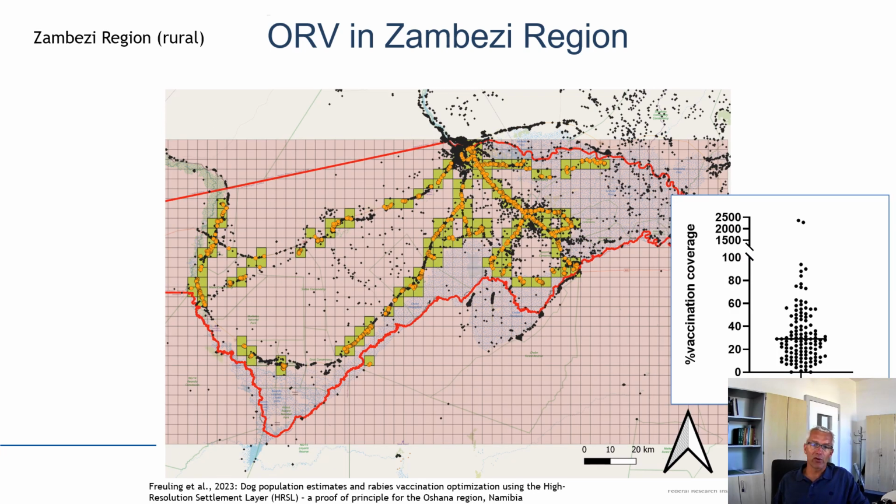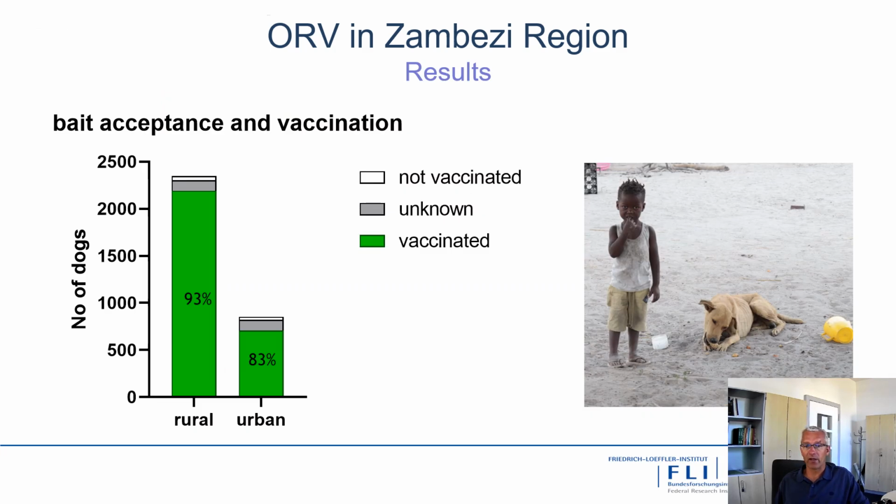Again, we used our approach. We put a layer on top of it and calculated the number of dogs per layer, and then counted the number of dogs vaccinated and came up with the vaccination coverage. So we did not do a post-vaccination survey, which would be extremely challenging, especially for oral rabies vaccination, and came up with a nice estimate of the vaccination coverage, which was on average 30% vaccinating dogs, but it was only a demonstration project.